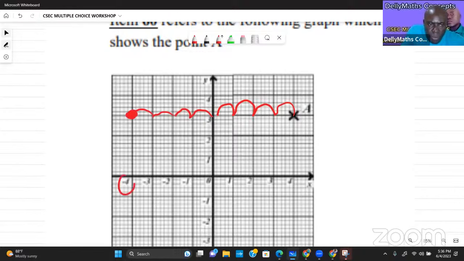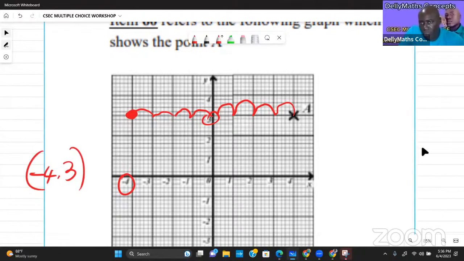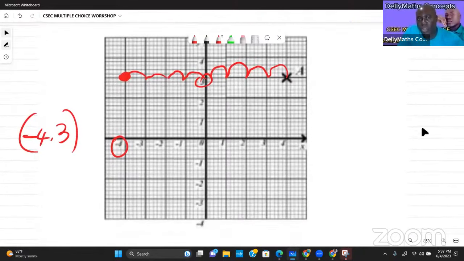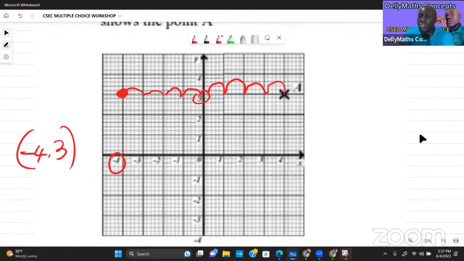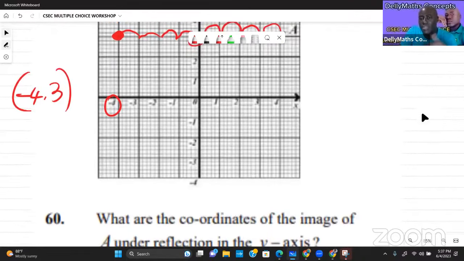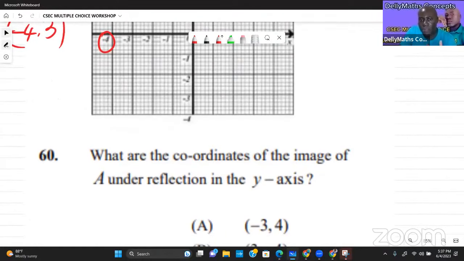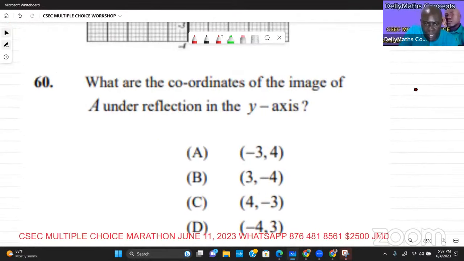Coordinate here is -4, 3. All right, so that's the -4, 3 right there for that coordinate. Remember, when you reflect in the y-axis, you count to the y-axis, and if you're to the right, you count to it, then you count the same distance to the left. So -4, 3 would have been the coordinate and the answer is D. All right, that's the last one for the day.